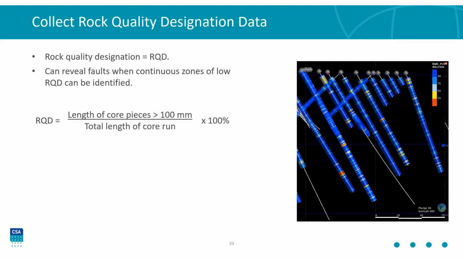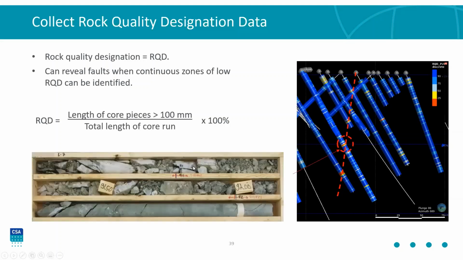We were trying to map out some structures for a project for a geotechnical analysis, and I was looking at the RQD data, and you can see, like, hang on, there's these zones of low RQD that kind of line up, and then we went back and looked at the core photos, and sure enough, you can clearly see that there's a fault running through there that hadn't been recognized previously. So that RQD data is useful, so do collect it.